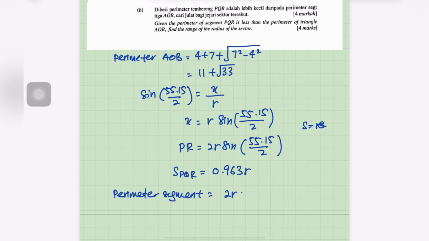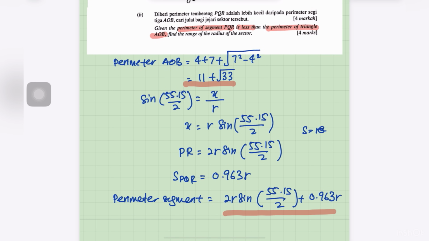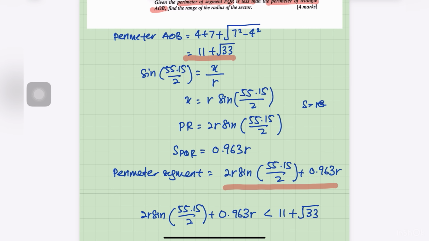Okay, so perimeter segment sama dengan 2R sin 55.15 over 2. Tambah dengan 0.963R. Okay, tadi dia kata ada words ni. Dia kata perimeter segment less than perimeter triangle AOB. Jadi kita gunakan statement tu lah. So kita ada ni. This one dengan this one kan. Okay, so 2R sin 55.15 over 2 tambah 0.963R ni less than 11 plus square root 33. Okay, so the rest you all simplify lah.